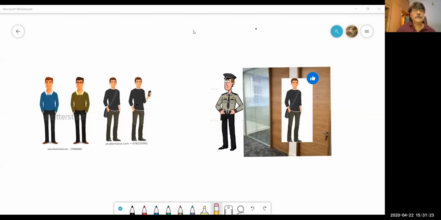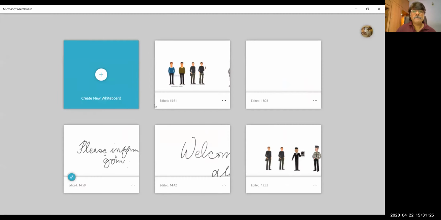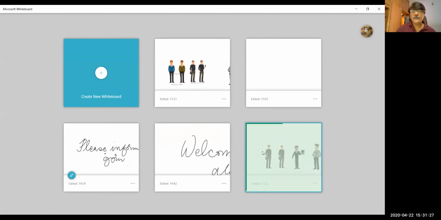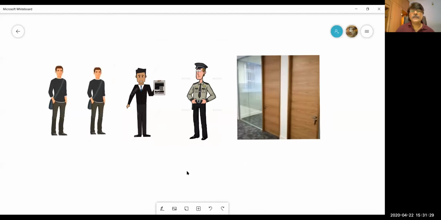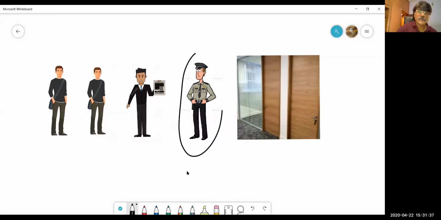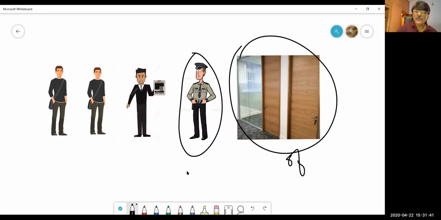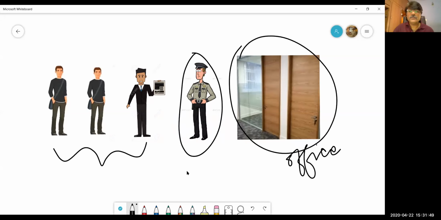So in this example, you can see that again there is a security guard here, and this is the office, and inside the office there might be files to be read or to be written, and there are 3 visitors or 3 persons who are waiting to use the resource in the office.